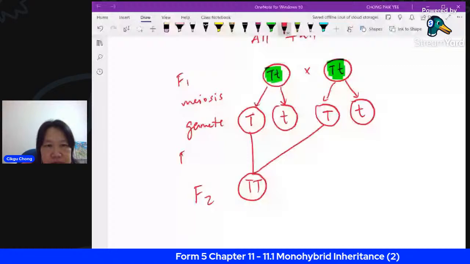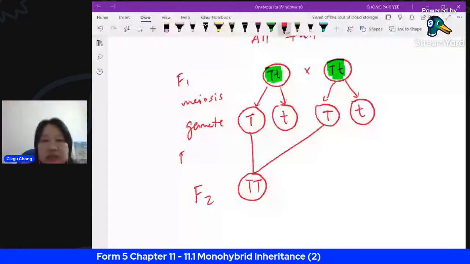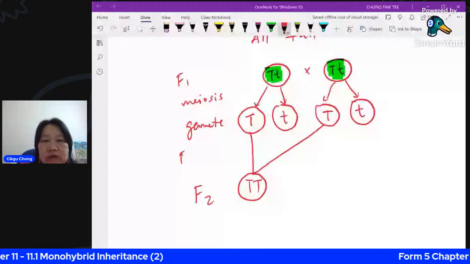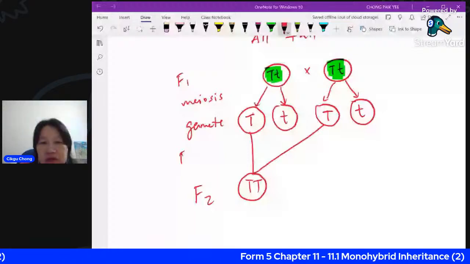The next combination will be 1, 4. Yes, you're going to get another possibility. And this one is not the same. You're going to have a dominant and a recessive. You can see that? All right.